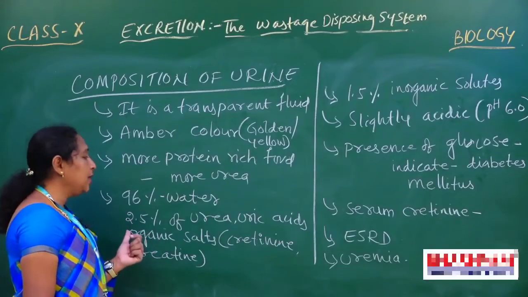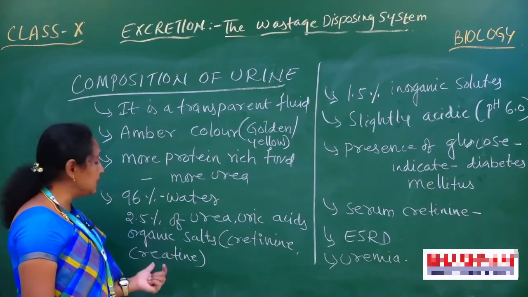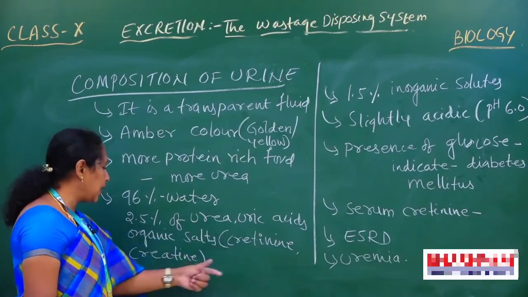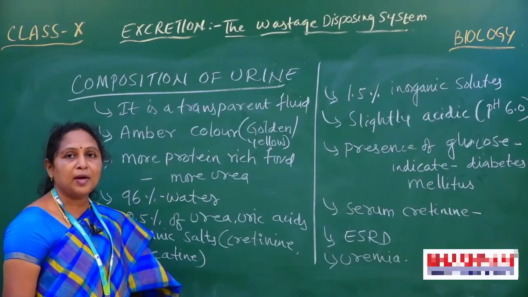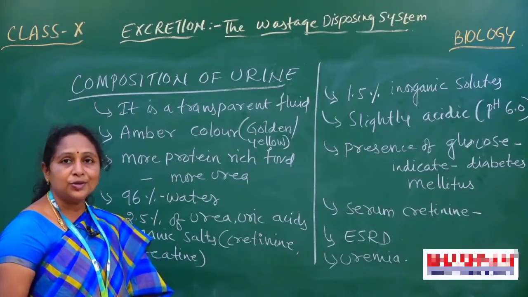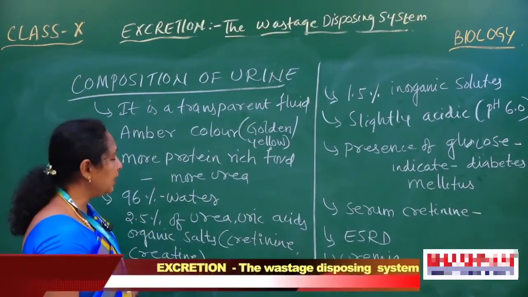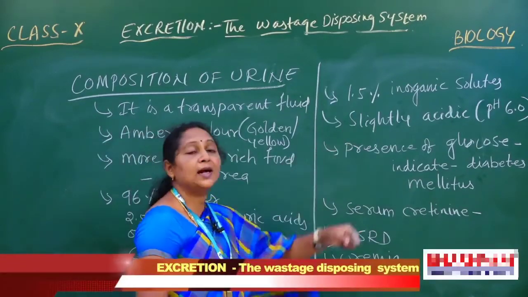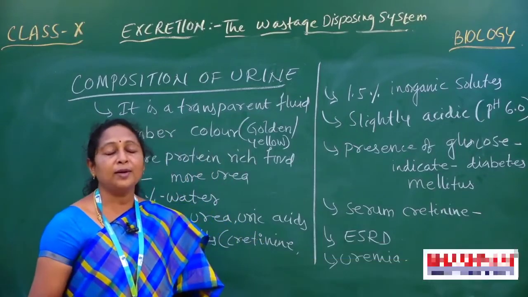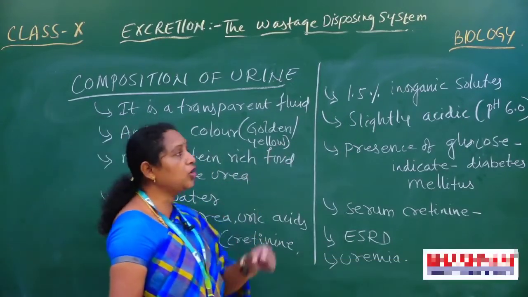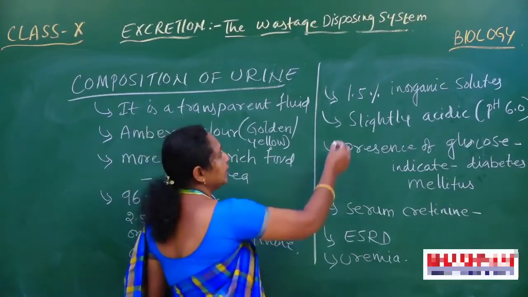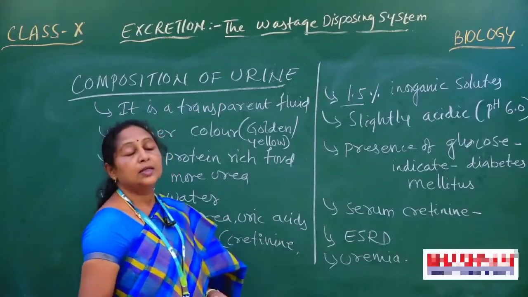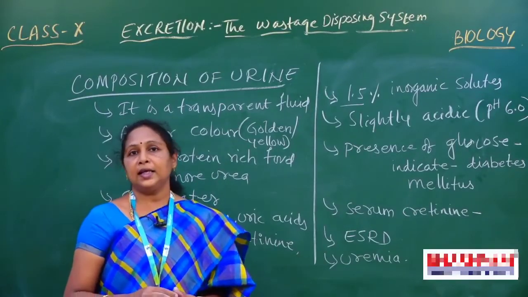At the same time, a number of electrolytes, that is organic salts, urea, uric acid, creatinine or creatine, are some of the salts which may be present in the urine. Okay? Then along with these organic salts, some inorganic solutes are also present, like sodium, chlorine, potassium. These are inorganic solutes which are present at 1.5%. Clear now?